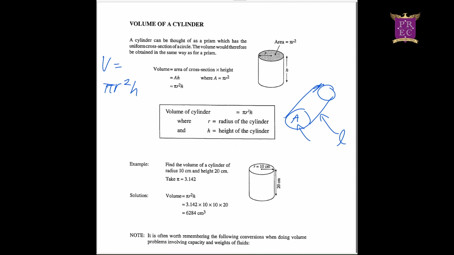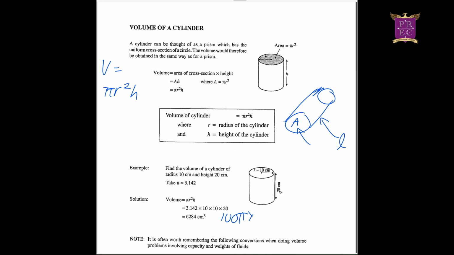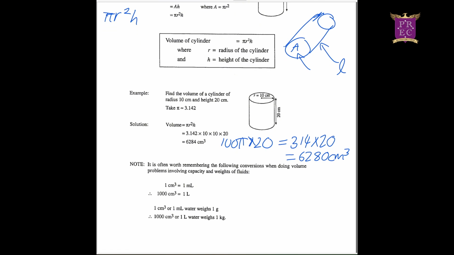So we'll look at this example over here. What's the radius here? 10. So we do pi times 10 to the power of 2, which is 100. We do 100 pi times the length here, which is 20. 100 times pi gives us 314, times 20, which is 6,280 cubic centimeters. They use 3.14, or we use 3.14. It's whichever one they ask you to use. Usually just round it to 2 decimal places.